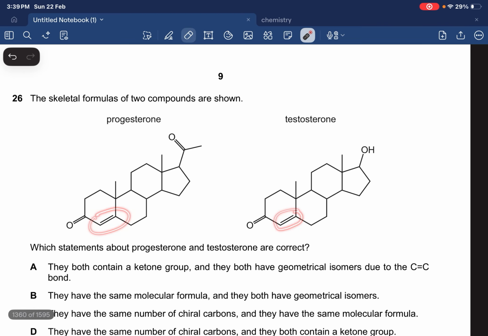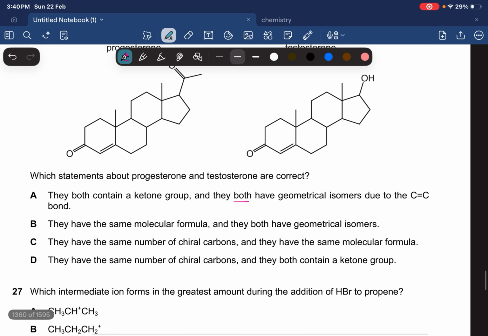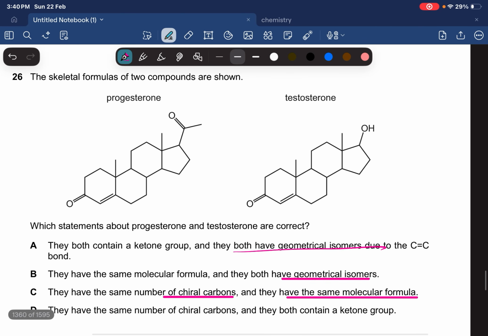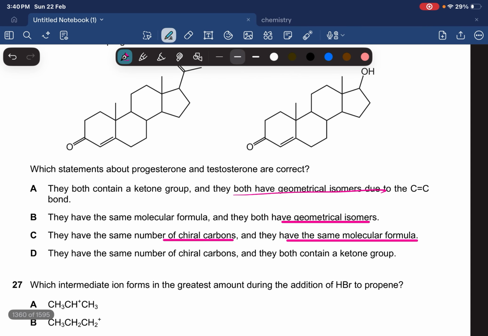For that we need two different groups, but we're in a ring, and in a ring, for geometrical isomers, that's not the condition. So we're going to look at this at the end. Let's look at the other one. They have the same molecular formula and they both have geometrical isomers. They have the same number of chiral carbons and they have the same molecular formula. I don't think they're going to have the same molecular formula. Just kidding, we're going to calculate it out. They have the same number of chiral carbons and they both have a ketone group.